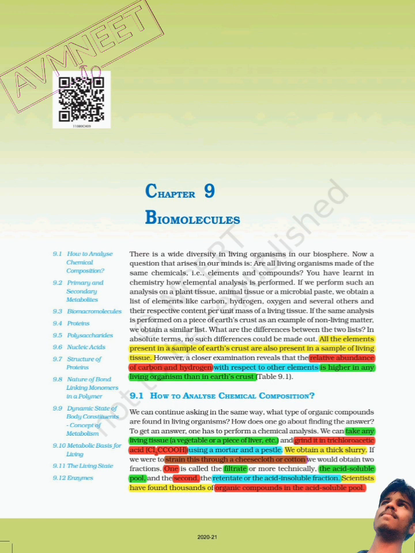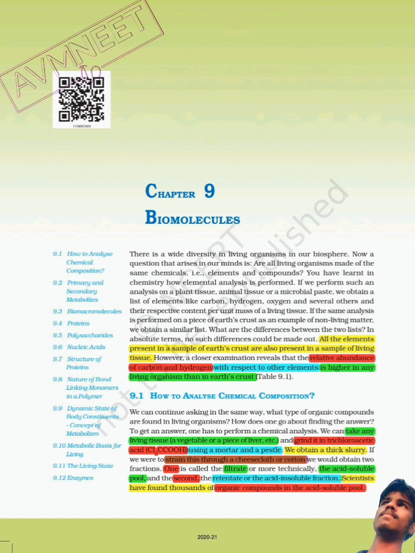If we perform such an analysis on a plant tissue, animal tissue or a microbial paste, we obtain a list of elements like carbon, hydrogen, oxygen and several others and the respective content per unit mass of a living tissue. If the same analysis is performed on a piece of earth crust as an example of non-living matter, we obtain a similar list. What are the differences between the two lists?